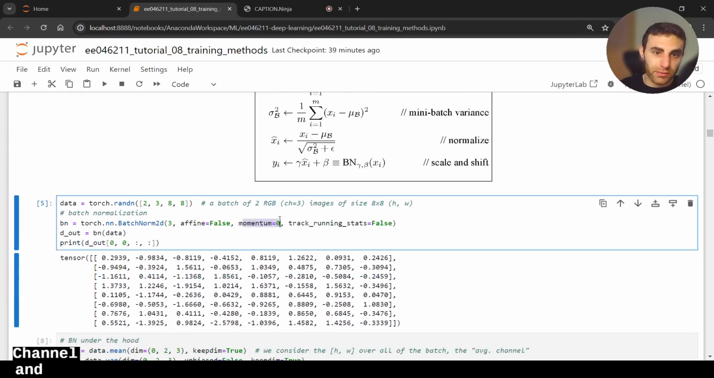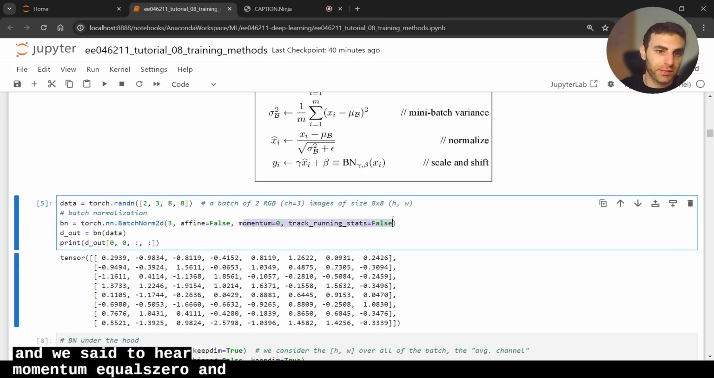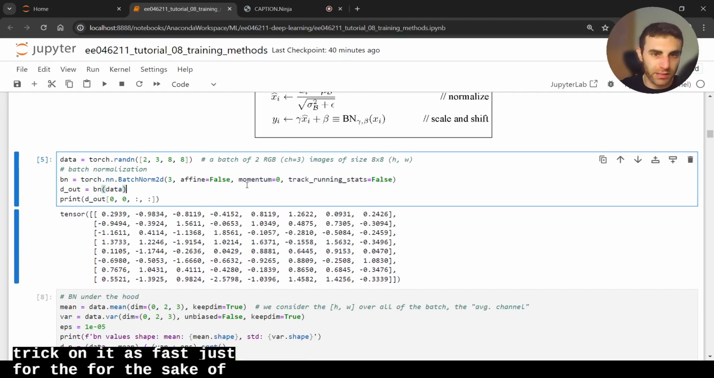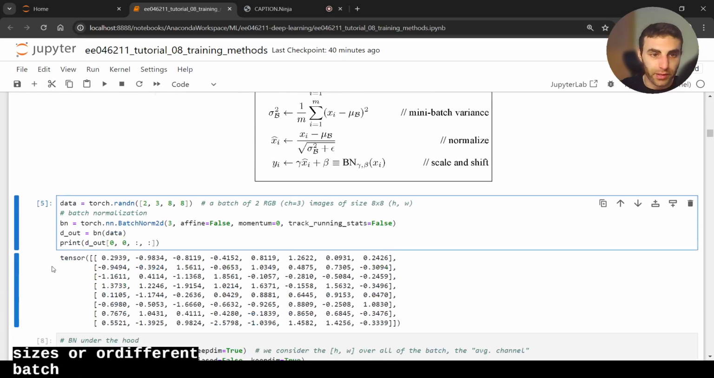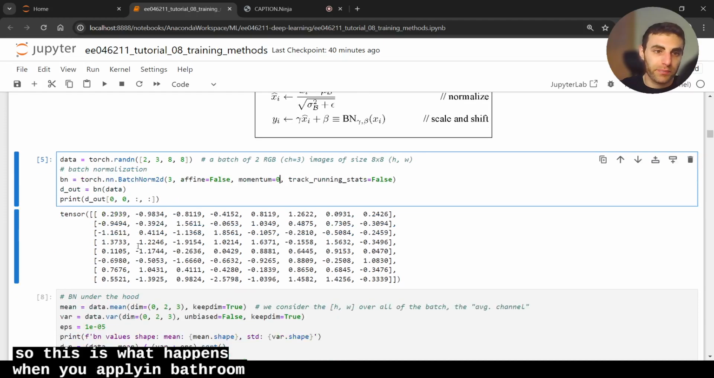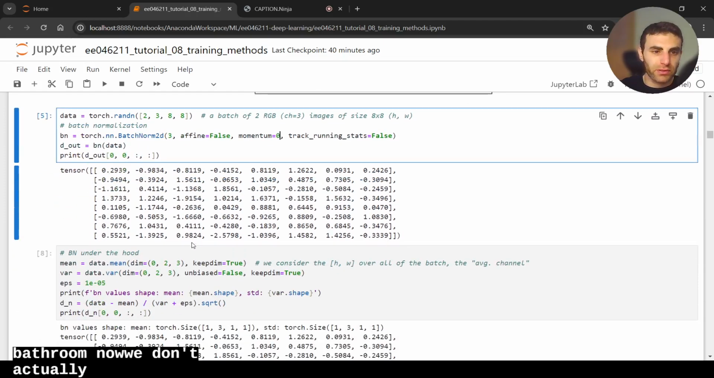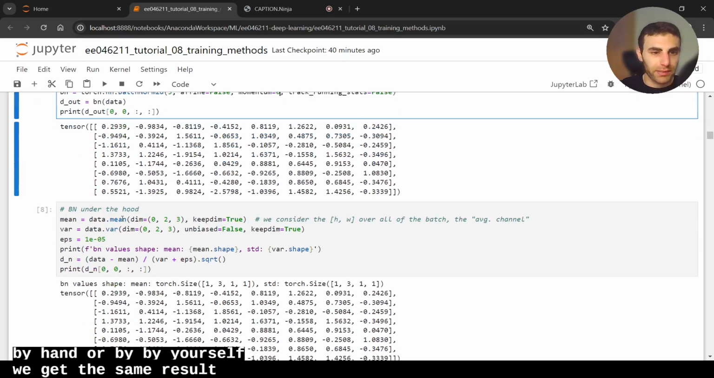And we set here momentum equals 0 and track running stats as false just for the sake of seeing what happens, but usually their default value is 0.1, and we track running stats in order to be able to perform inference on single samples or different batch sizes. So this is what happens when we apply a batch norm 2D. Now, we don't actually care about the values. I just want to show you that when we implement it by ourselves, we get the same result. So what happens under the hood?